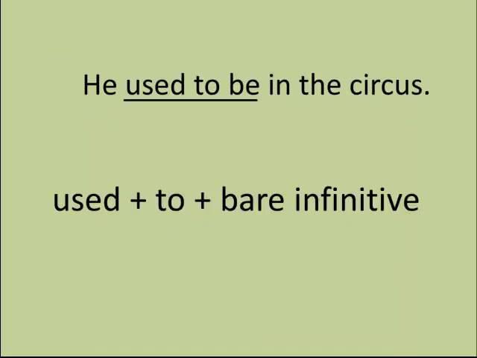So if we look at the form here, we've got used plus to plus the bare infinitive. In fact, the way we split this up usually is we think about used to as a semi-modal, in the same way that have to, ought to, want to, going to are semi-modals, followed by the bare infinitive. Of course, this is slightly semantic. You could say it's used plus the full infinitive, I suppose, but usually we look at used to as a block.